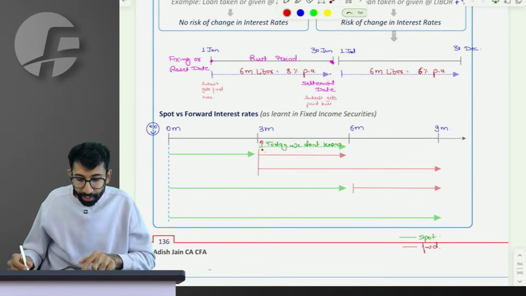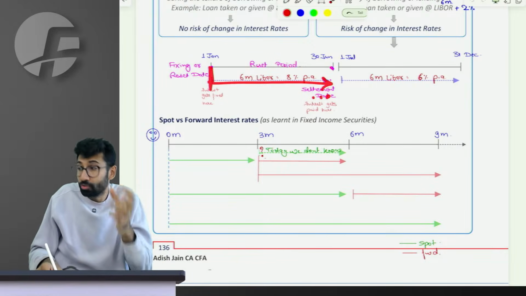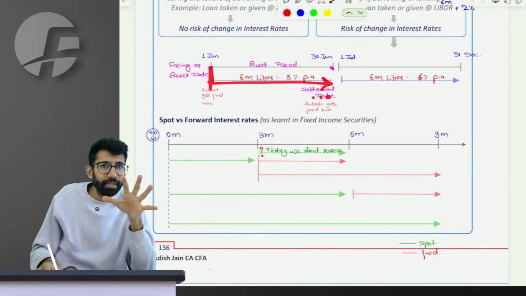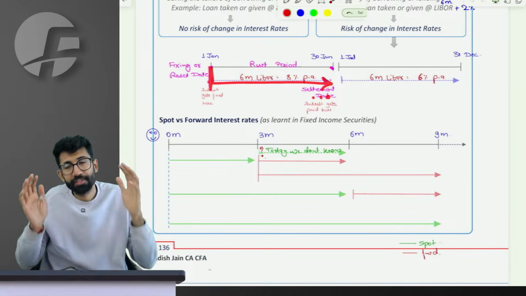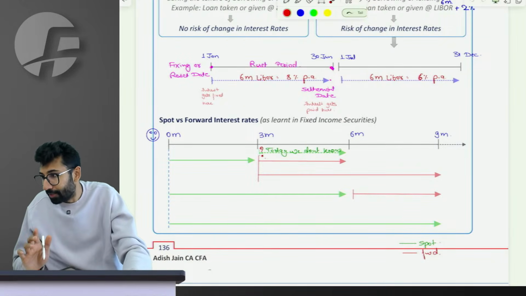Cool. Now taking your head at 0 point, what is the spot rate in the market that we know? Try to link it with the fixed income security. Still, I would try to give you a background. Please listen to me. Just 1 second. Yeah, please listen to me.